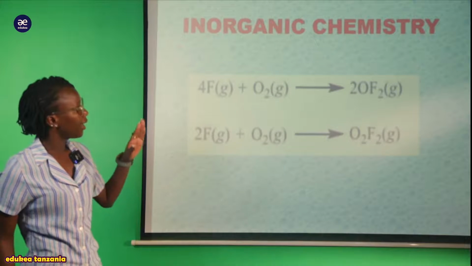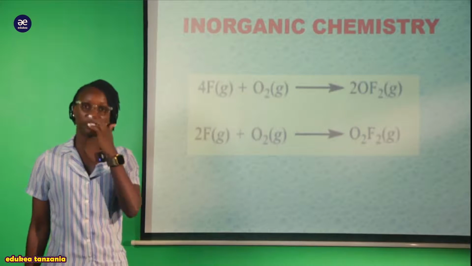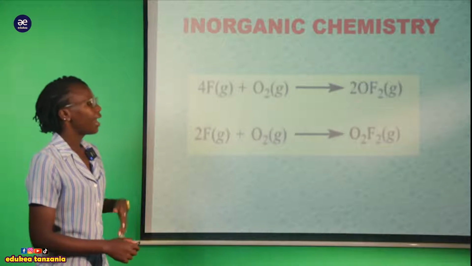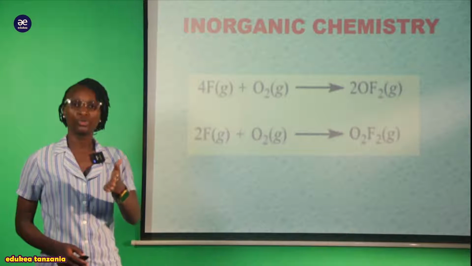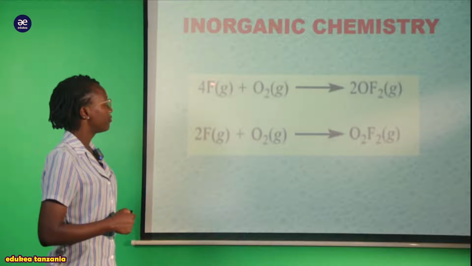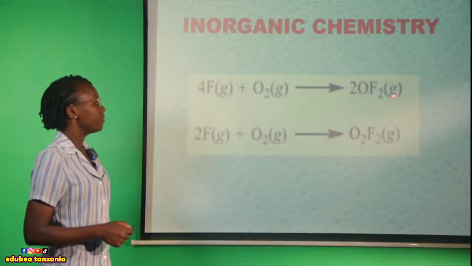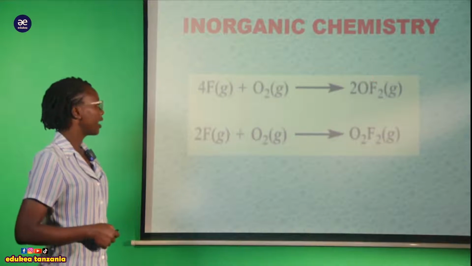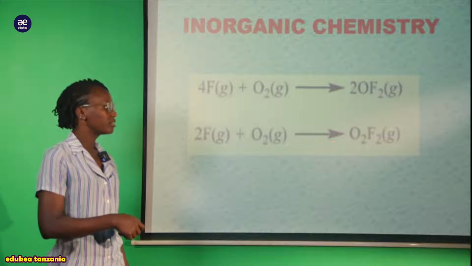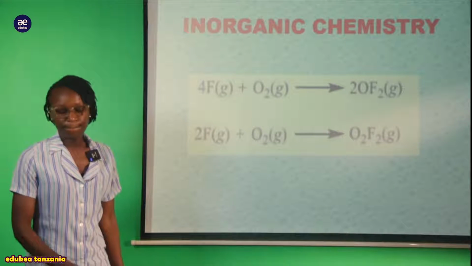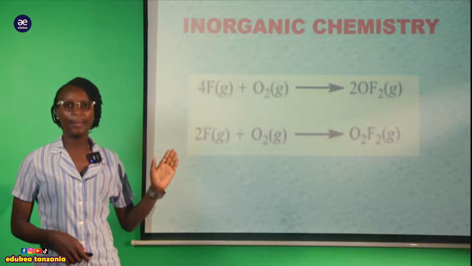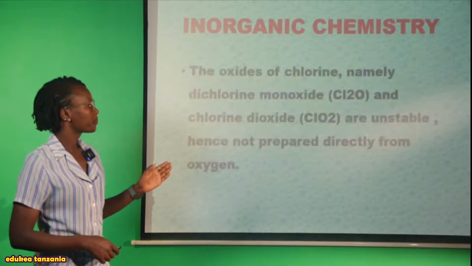Kama hizi atoms ziko mbili utasema di, zipo tatu tri, 4 tetra hivyo. Kwa hiyo usije ukawa confused. I hope ulisoma wakati upo form 1, form 2 kwenye nomenclature. Kwa hiyo this is the reaction. For instance, fluorine plus oxygen, we're going to form this oxygen difluoride, but also fluorine and oxygen gas, we're going to form this dioxygen difluoride. This is the reaction of this halogen element with the air.